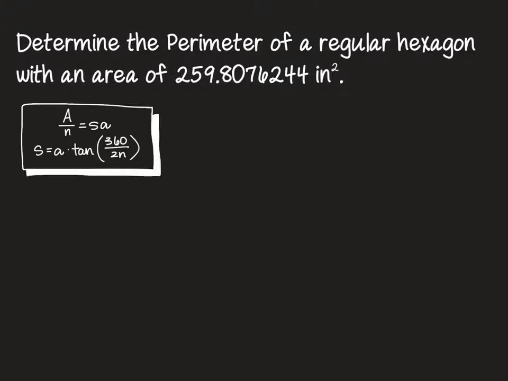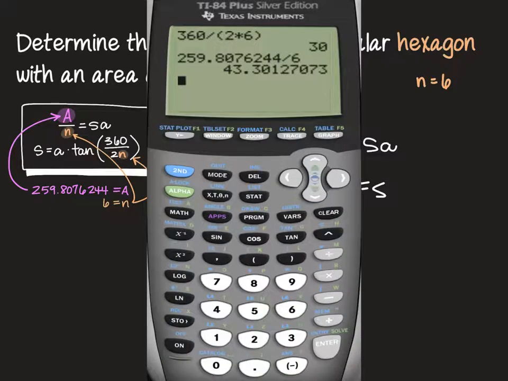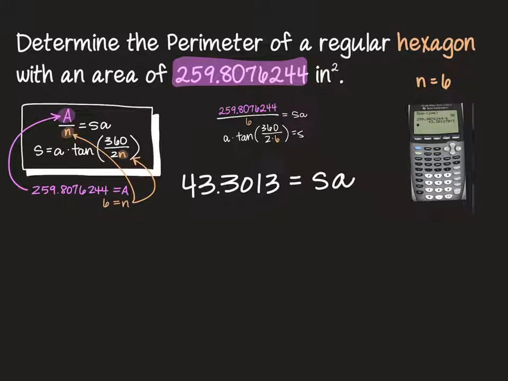To solve this problem, we're going to use the simplified system of equations we developed earlier. The first thing we're going to do is plug in the values that we know that are given to us in the problem. So I'm going to substitute 259.8076244 in place of capital A and 6 in place of n, since a hexagon has 6 sides. Then I'm going to use a calculator to simplify the numbers. So my system of equations is now 43.3013 equals s times a, and s equals a times the tangent of 30 degrees.